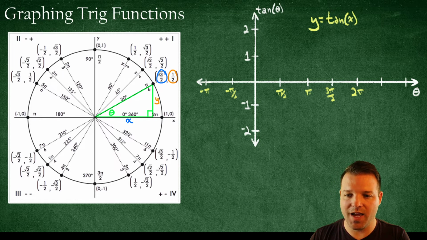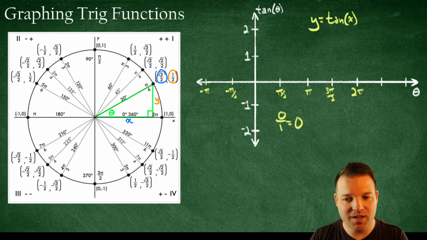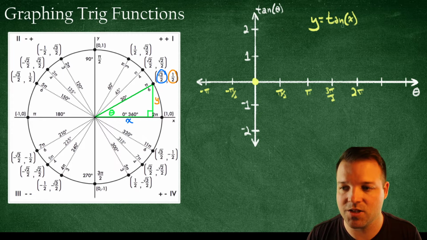So at 0, at the angle of 0, we have the sine divided by the cosine. Well, that's the y value divided by the x value, right? 0 divided by 1. And so what is 0 divided by 1? Well, 0 over 1 is equal to 0. That's fine. So at 0, I have 0, right? The tangent of 0 is 0.